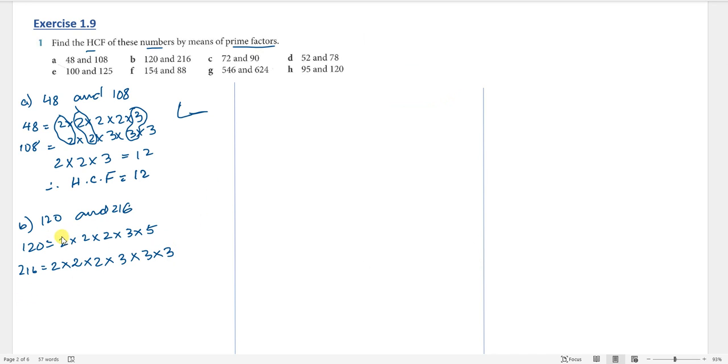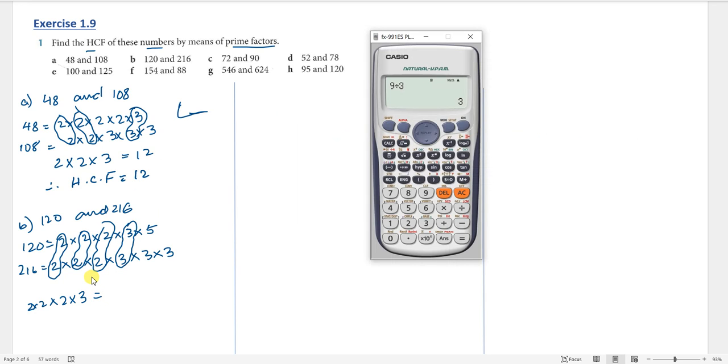So let's find the common factors. Here it is, there's 2, there's 2, this, and no more. So we have 2 times 2 times 2 times 3, which is equal to 24.